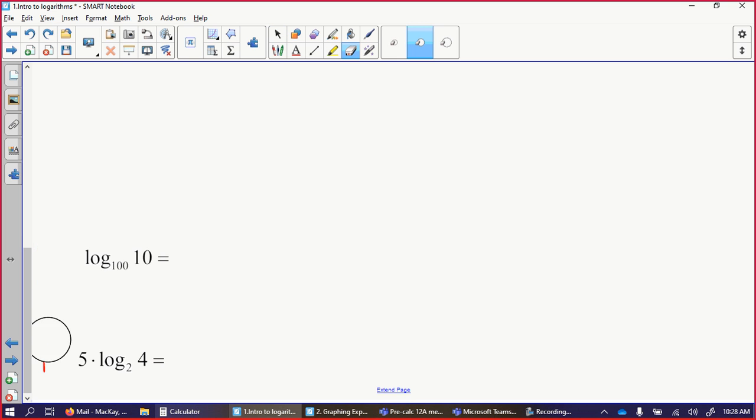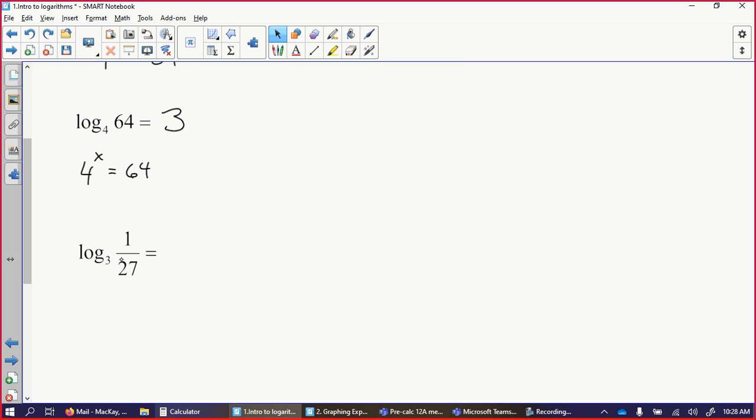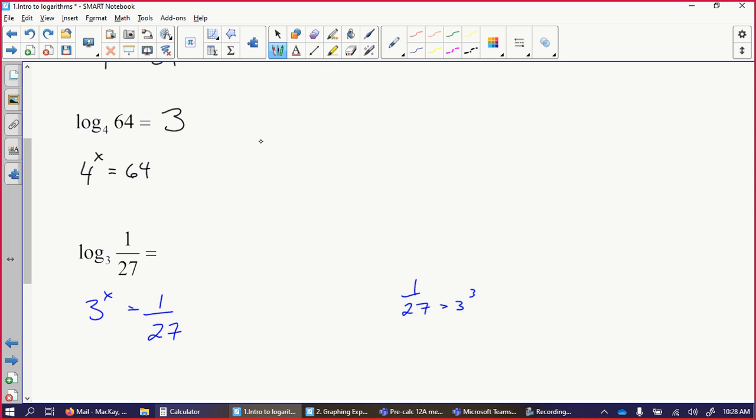And we'll do these couple and then call it a day. 3 to a power equals 1 over 27. Well, 27 is 3 cubed, but we have 1 over 27, so if I want 1 over 27, we're going to have to change this sign to a negative 3. So log base 3 of 1/27th is negative 3. 3 to the negative 3 equals that.